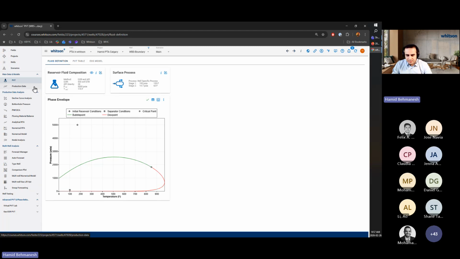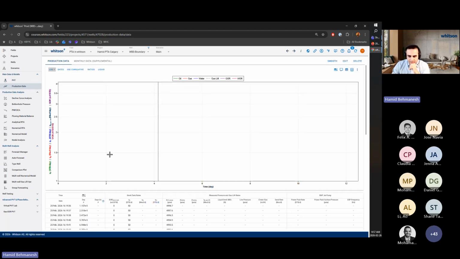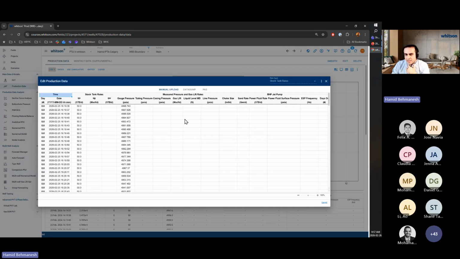An extra step we should take is to go to production data. In the production data, click on edit, and once you click on edit, scroll down. Second column is Q oil. At some point, you see a blank cell, and you need to fill that blank cell with 0. So this indicates that your build-up started at this point. This is my tp, my producing time. 4.17 days is my producing time.